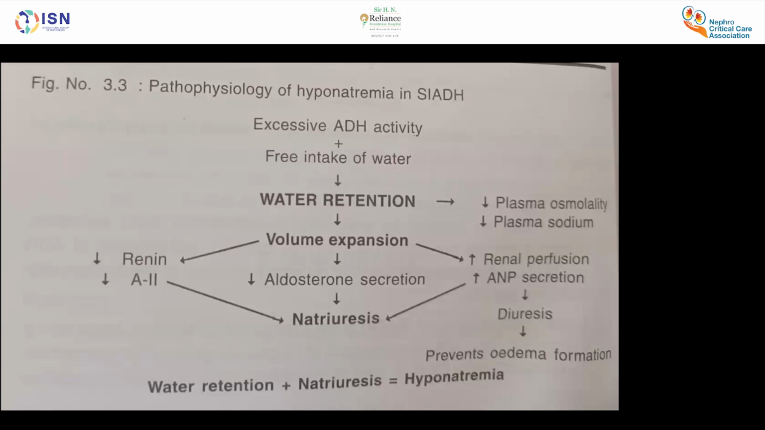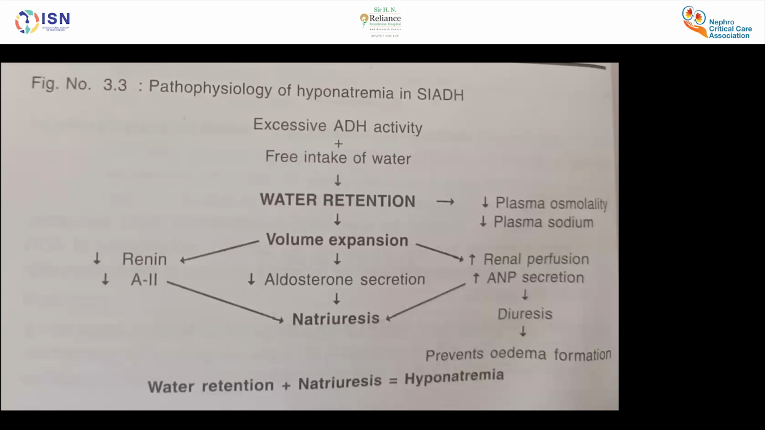So there is excessive ADH activity and free intake of water, which leads to water retention. This decreases the plasma osmolality and decreases the plasma sodium. This water retention leads to volume expansion, which decreases renin and decreases angiotensin 2 and increases renal perfusion.